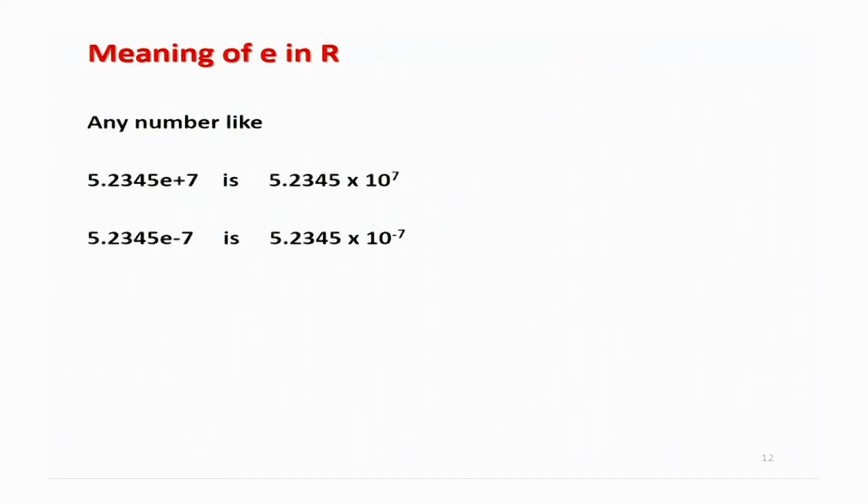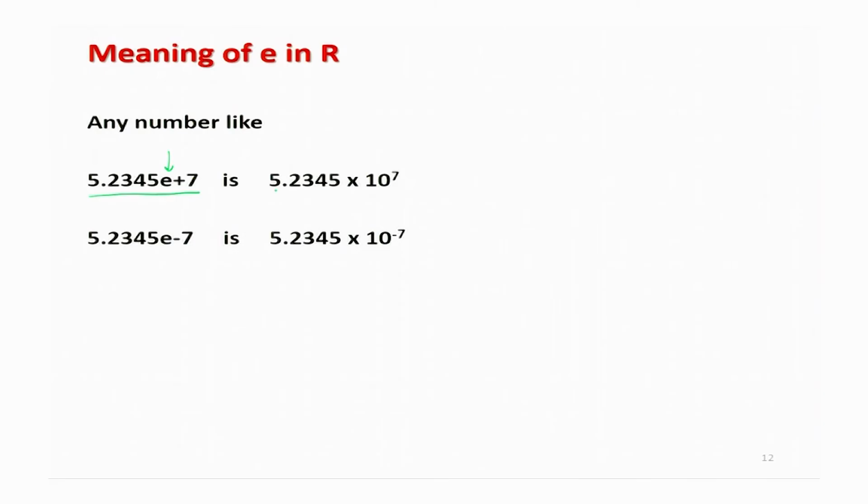Okay, another point of concern. In R, many times you will see numbers like this. For example, I am writing here 5.2345, then after that I am writing a small letter e and then plus 7. What is the meaning of this?